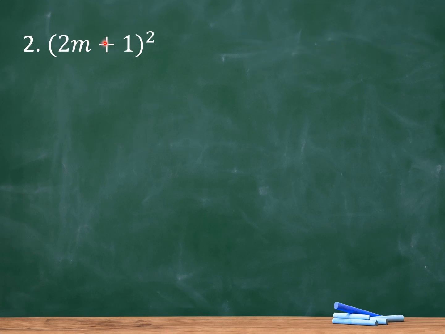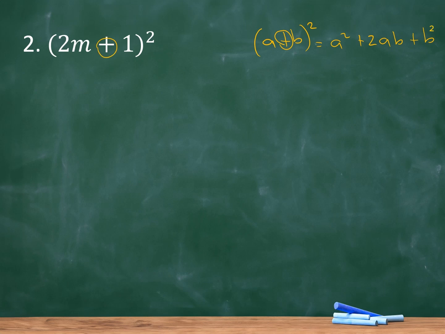Let's have our second problem, 2m plus 1 squared. So we will use the pattern to answer this. Our pattern looks like this: a plus b squared is equal to a squared plus 2ab plus b squared. This is the square of a binomial pattern. So you know that this is the pattern that we're gonna use because we have a plus here, the same with our problem.